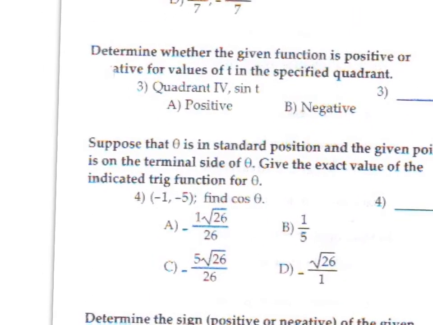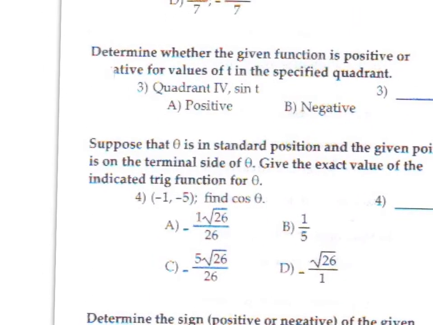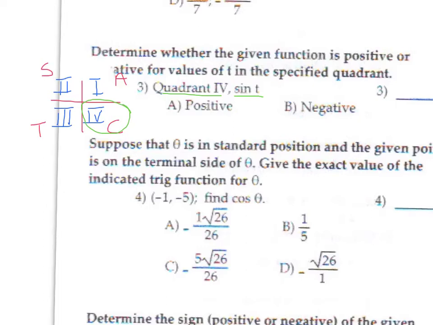In number 3, it says, determine whether the given function is positive or negative for the values of t in the specified quadrant. Okay, so first of all, you got to write your quadrants, with the CAST, quadrant 1, 2, 3, and 4. And the one that you want to know is, what is sine in the 4th quadrant. So in the 4th quadrant, the one that is positive is cosine. So sine is negative. So it's B.